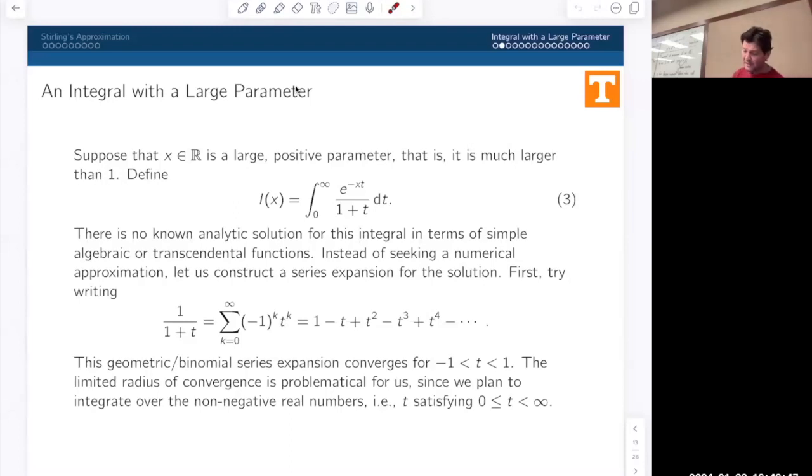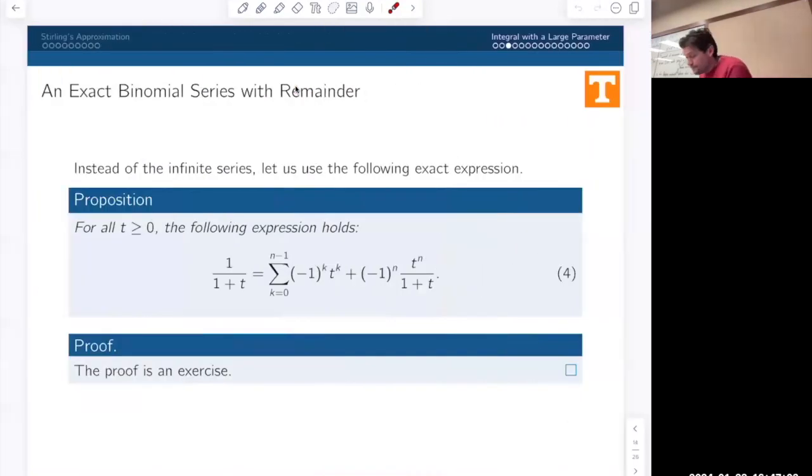So if we go willy-nilly and do this, throw that in there, we get the right answer for the wrong reason. Okay. So let's do something else. Instead of using the infinite series, let's use a truncated series with an exact expression for the remainder for the same thing. So that's going to be our kind of in route for this problem.